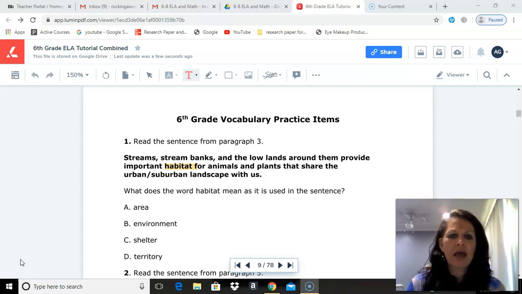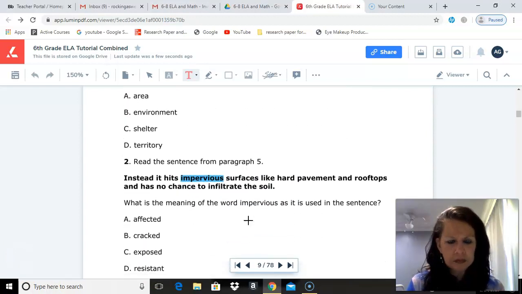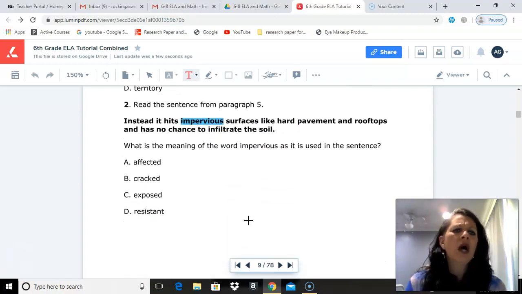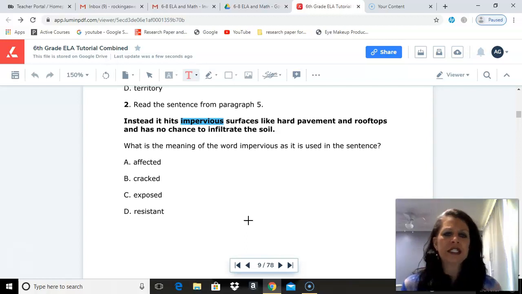If you have your package, you can look at it. If not, then you can just look on the screen with me. But number two also tells you that this sentence comes from paragraph 5. So there again, they're not going to tell you to go back and reread that particular paragraph, but that is what you would need to do. So if you had the actual text, but since we don't, we're going to use context clues and prefixes and suffixes to try to help us figure out the meaning of this word as it's being used in this sentence.